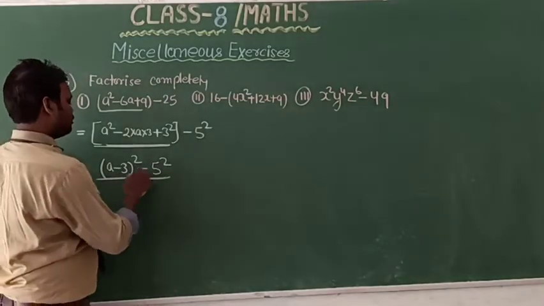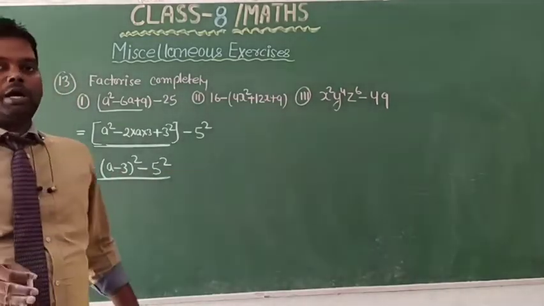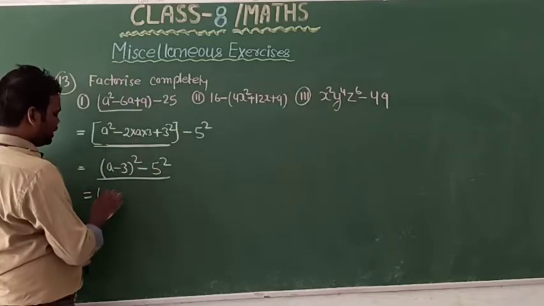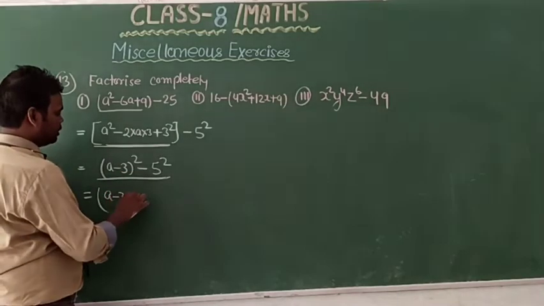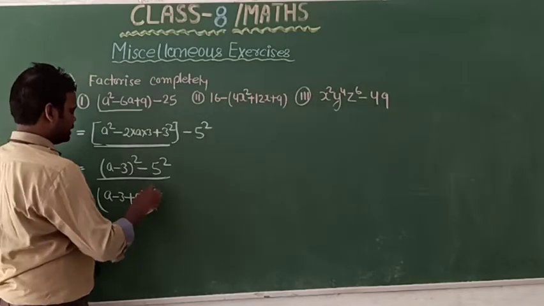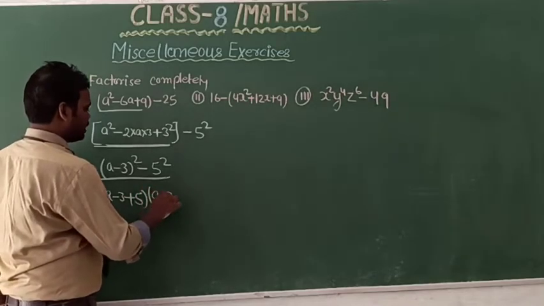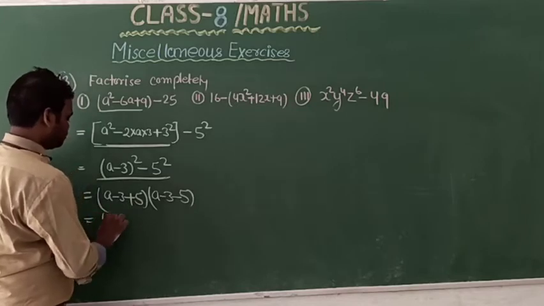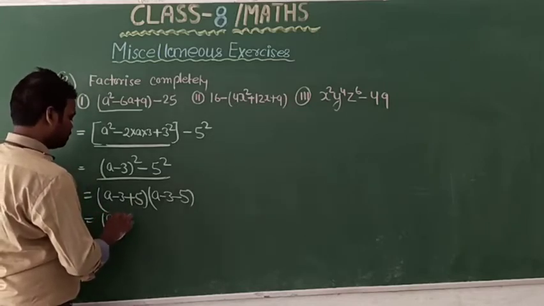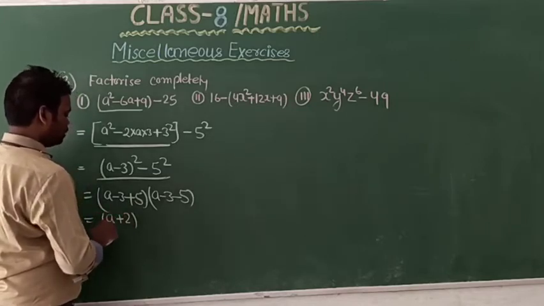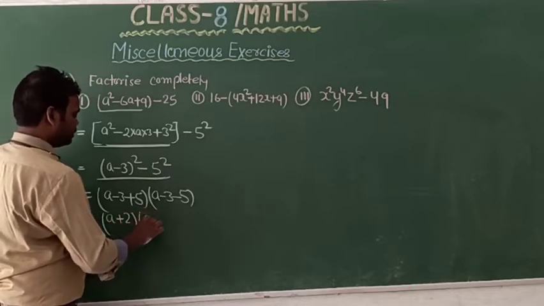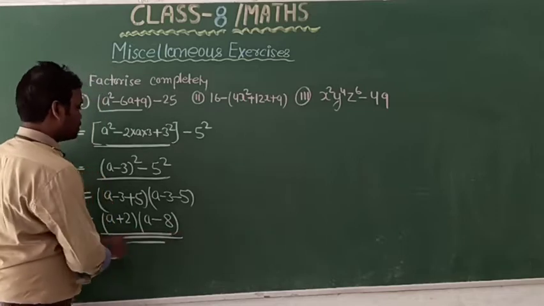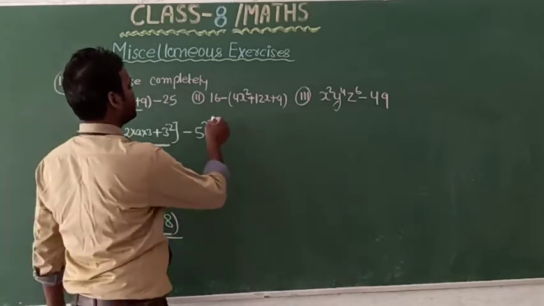Again this is in the form of the identity a² minus b². So now easy. So this becomes in one bracket a minus 3 plus 5 and second bracket a minus 3 minus 5, which is equal to (a plus 2) and (a minus 8). Okay, so this is the factor. Now move to the second.